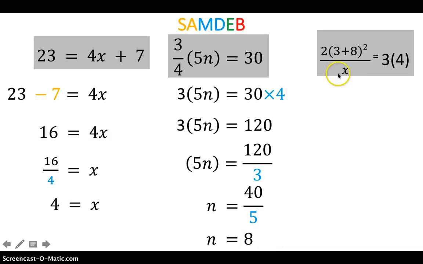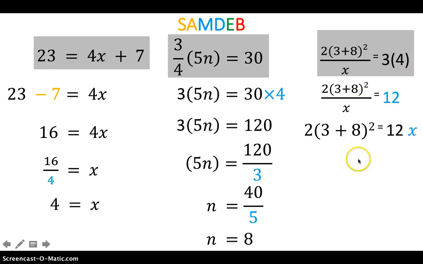Here once again we have x totally not by itself, so that means we need to follow SAMDEB. So we use SAMDEB anytime we're solving like that. With this one I have a couple of choices about how I can solve it, but again, because the denominator is the part that's really ugly, first I'm just going to simplify this 3 times 4 and get 12, and next I'm going to get rid of that denominator.